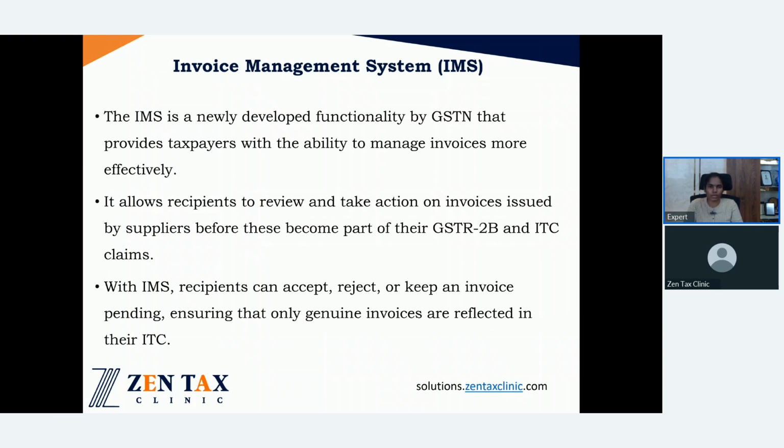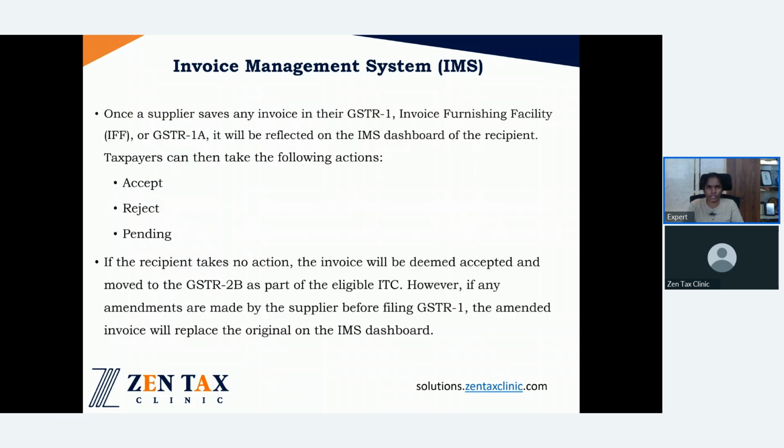Now, how does this work? Once a supplier saves any invoice in the GSTR 1 or invoice furnishing facility or GSTR 1A, it will be reflected on the IMS dashboard of the recipient. So now the taxpayer can take the action of accept. Once they accept, it will automatically go to the GSTR 2B and also be reflected in their GSTR 3B, that is, under the eligible ITC table.